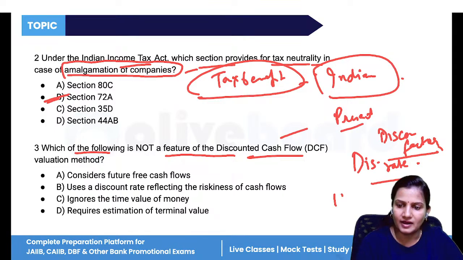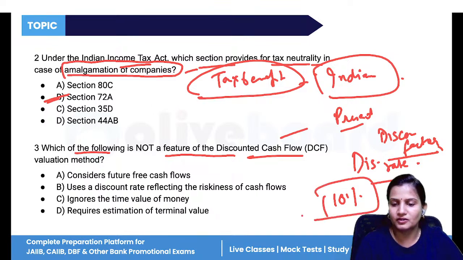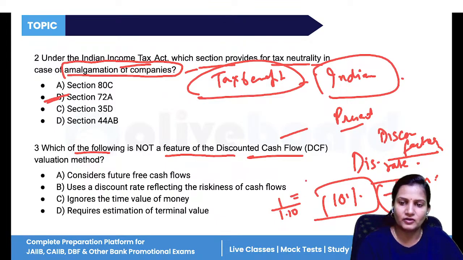If the rate is given at 10%, then how will you do the discounting? 1 upon 1 plus R to the power N, where N means the time period, the number of years. So 1 upon 10% means 1.10, and if you calculate, you will get 0.909.